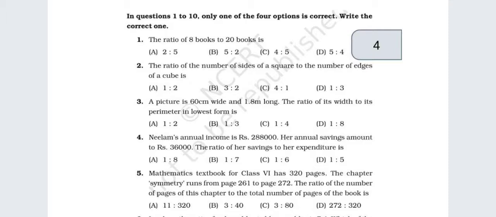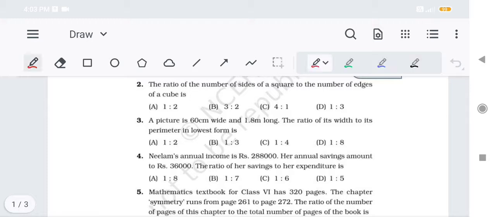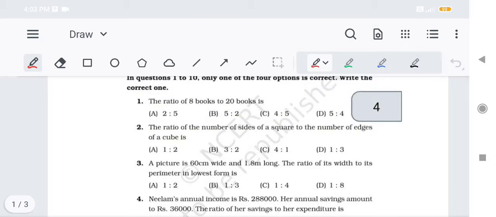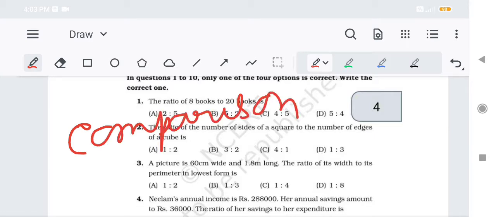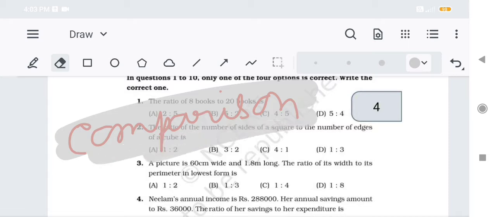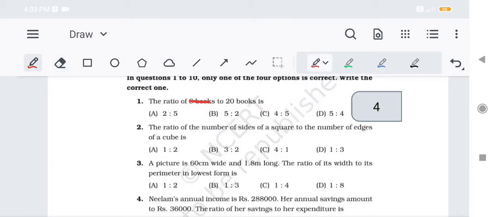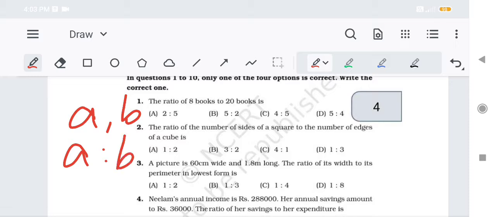So, whenever we are trying to do this type of sum, we need to know what is called ratio. Ratio means a comparison. Okay, comparison of two different quantities. As here you can see in the first sum, we are comparing two numbers of books, 8 books to 20 books. Okay, so we have to find the ratio of it. If a and b are two numbers and we have to find the ratio of this, we can write it in this way: a is to b. This sign is called as is to, and here a is to b means a by b.